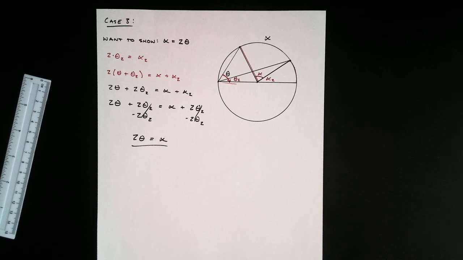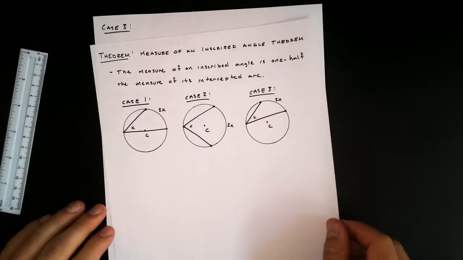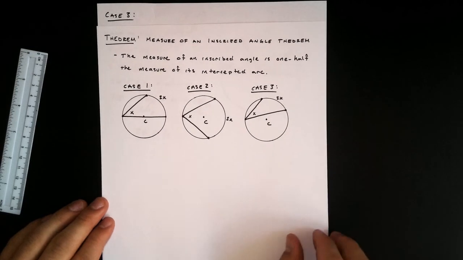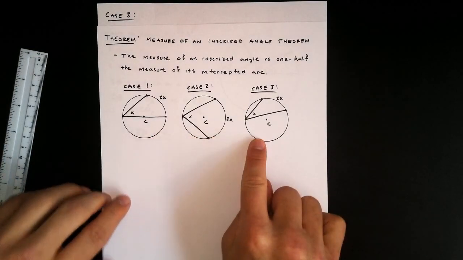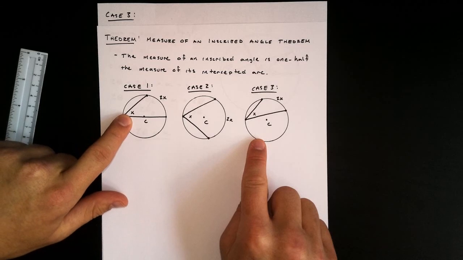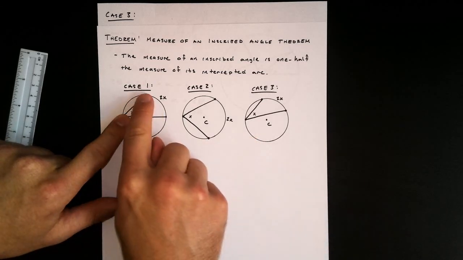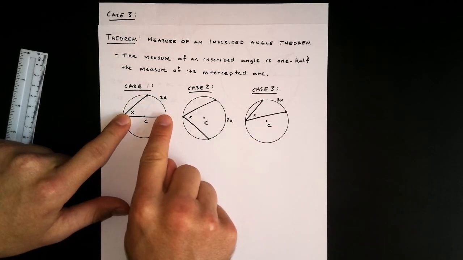Okay, so now we've shown all 3 cases. So we can go back to our original here. So for all 3 of these different possibilities, our inscribed angle is half as big as the intercepted arc.